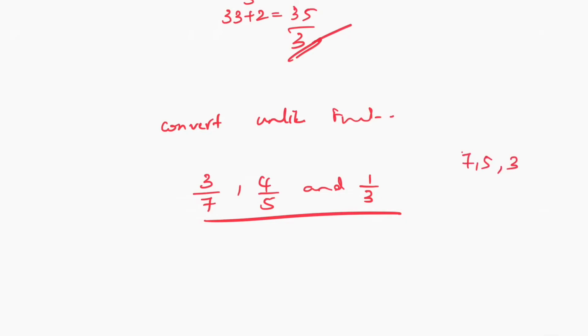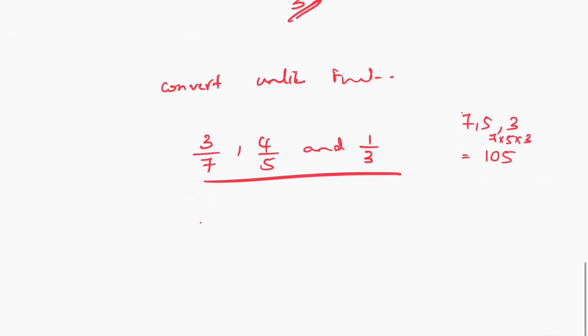I don't have a common factor. So, what will be my LCM? 7, 5 and 3, if I multiply, I will get 105. It is 7 into 5 into 3, since there is no common factor. So, 3 by 7 into 105 by 105, then what do you get here? 7 by 105 you get.